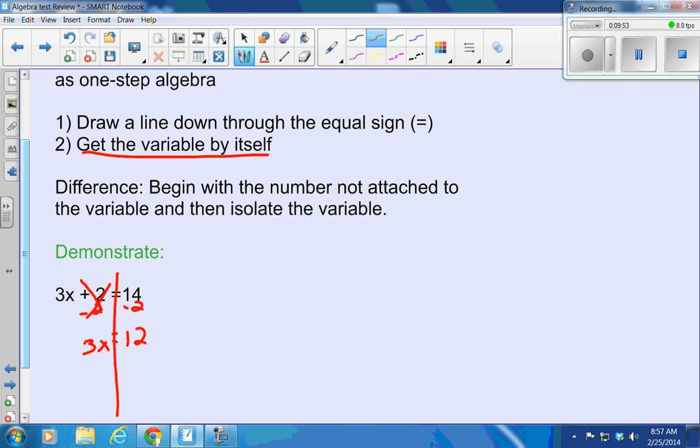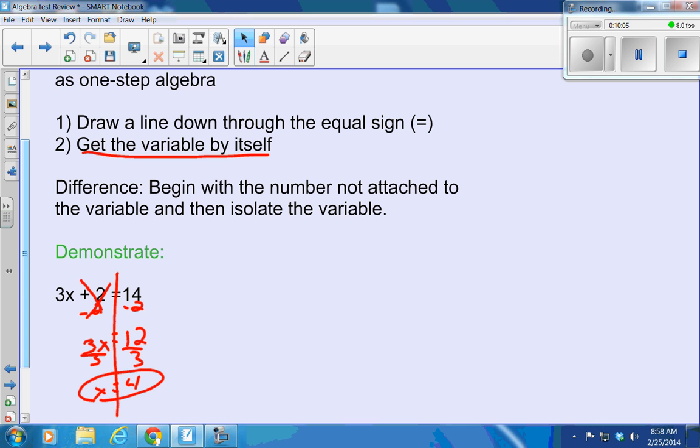And then, next step, I have 3 times x. They're multiplying, so I divide. Divide by 3. Divide by 3. X equals 4. I moved right down the middle of the equal sign, and I kept everything in a straight line.